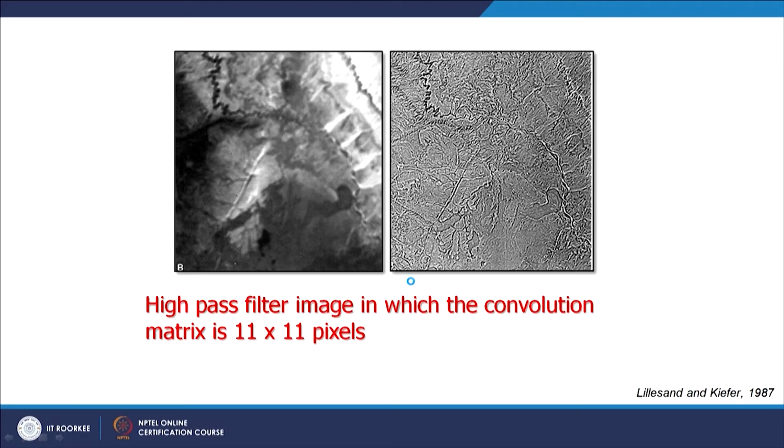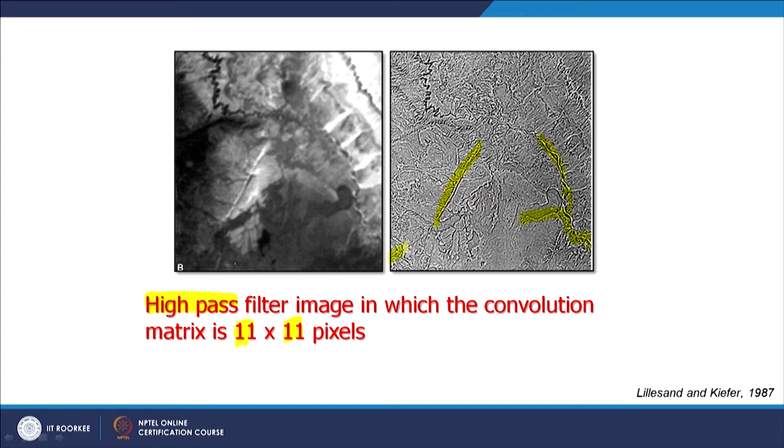Now let us see the example here. This is the example of a high pass filter in which the convolution matrix is 11 by 11 pixels, not 3 by 3, not 5 by 5, not 7 by 7, but 11 by 11. The larger this convolution matrix, the larger the size of the filter, and it will encompass a large number of pixel values to calculate the value for the center pixel. Since it is a high pass filter, it has de-emphasized all regional features, because it is a relatively very large filter, 11 by 11, and it has highly emphasized the local features, and that is what you are seeing: the edges of all these features, which were more or less dull in the original image, have been emphasized like anything.